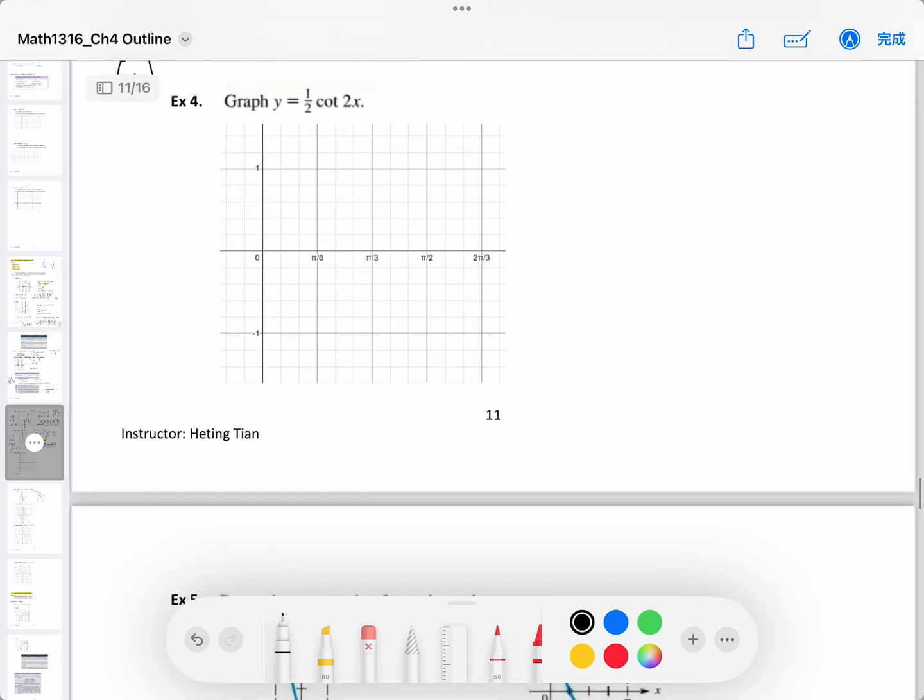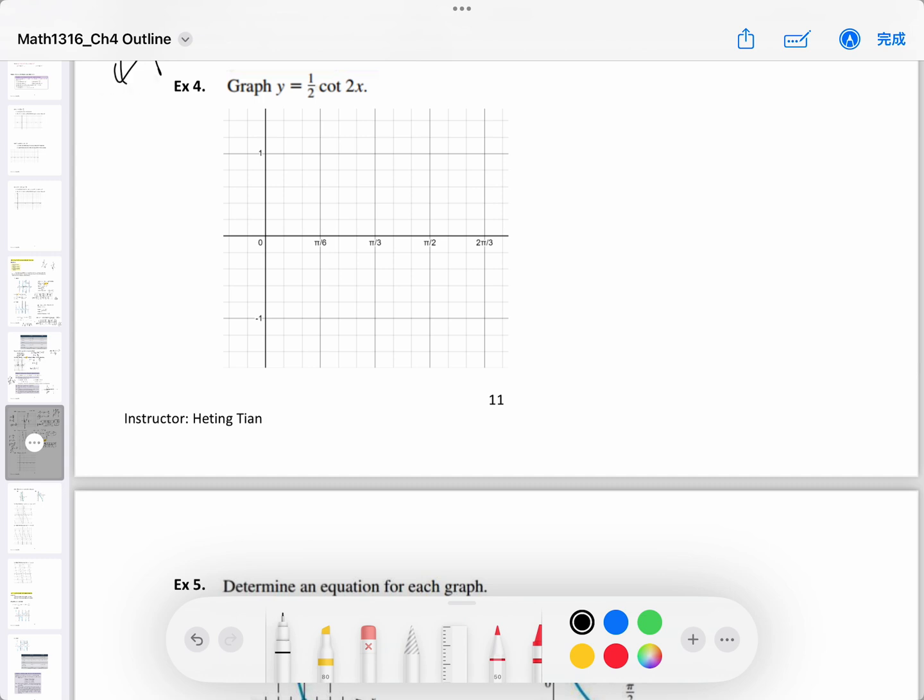Next one, graph the function y is equal to 1/2 times cotangent 2x. Okay, we have two transformations. First, inside of the input, we have 2x. Outside, we have 1/2. So the 2x means horizontal shrinking. And the 1/2 in front means vertical shrinking. So all the x values times 1/2 and all the y values times 1/2.